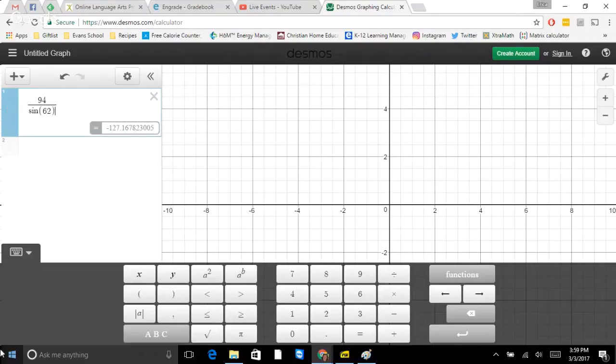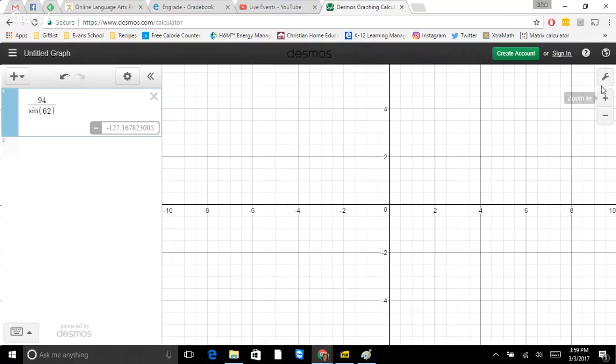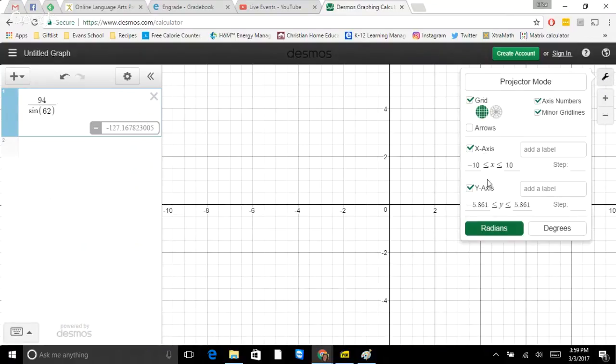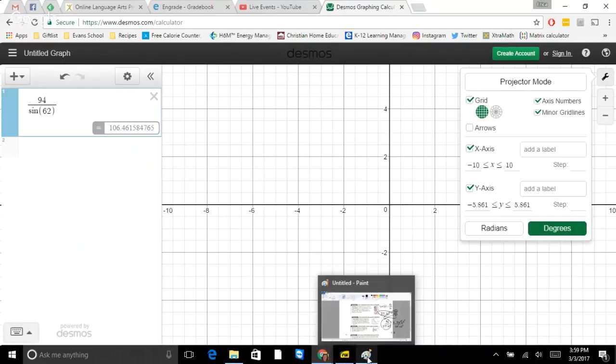Now I need to do something before I know this is correct. I need to make sure that my calculator is in, there's two different modes in calculators. There's radians and degrees. So make sure that your calculator is in degrees because we're dealing with 62 degrees. Plus, that didn't make sense anyway. In radians, it said that the side was negative 127 feet. That wouldn't work, right? So 94 divided by the sine of 62 is about 106.5 feet.